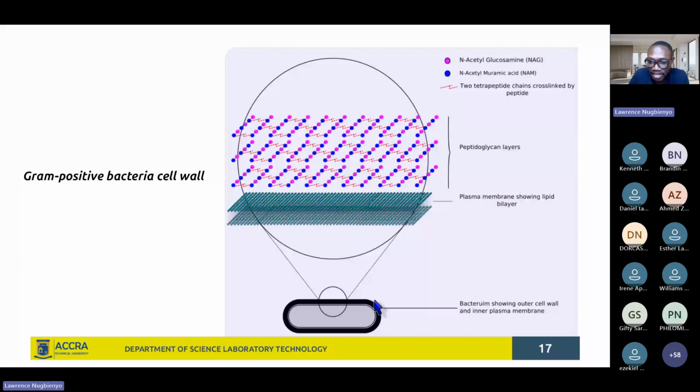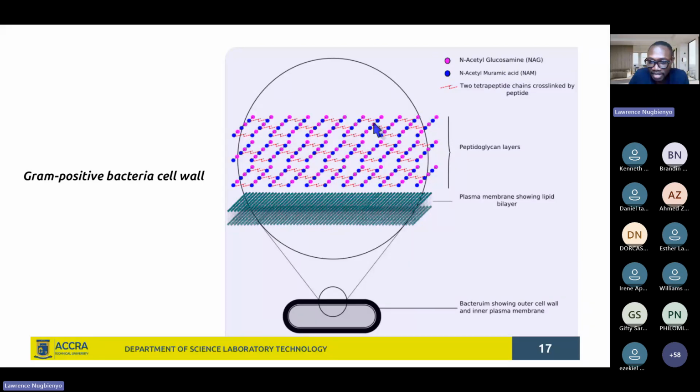I think we saw when we were looking at lysozymes, when we were talking about lysozymes, we talked of the peptidoglycan, which is made up of N-acetylglucosamine and N-acetylmuramic acid. Here we have the violet spheres being N-acetylglucosamine, and we have the blue spheres being the N-acetylmuramic acid, which are bonded together.